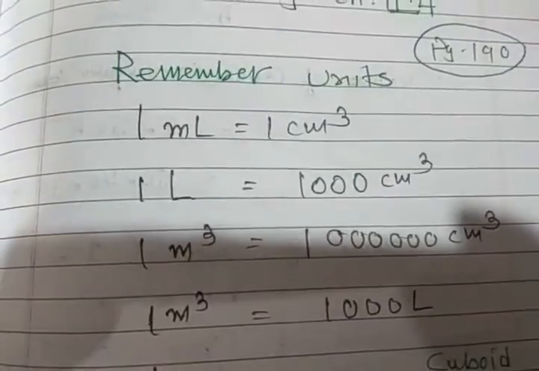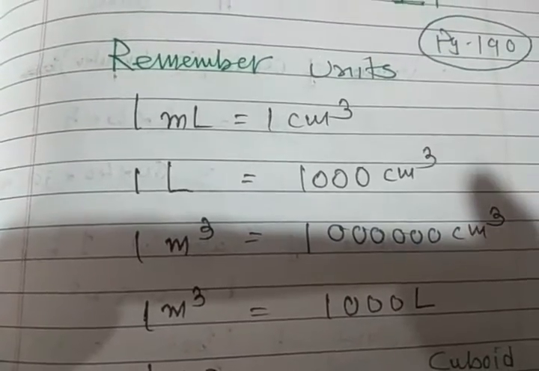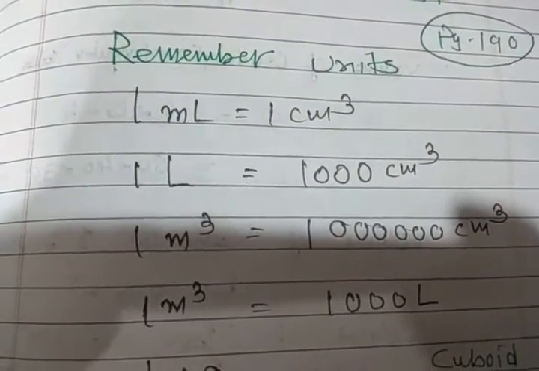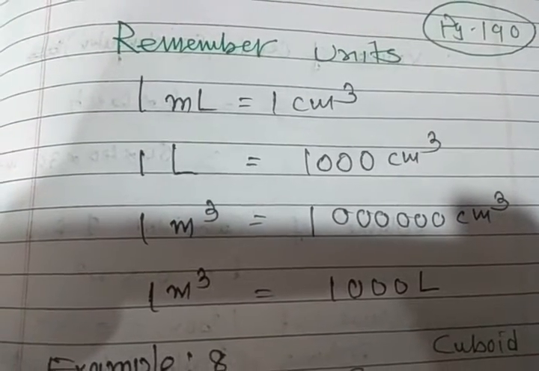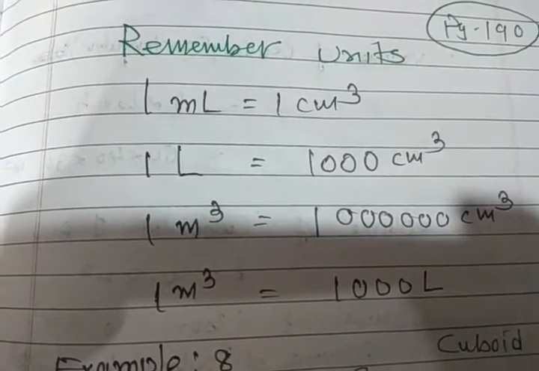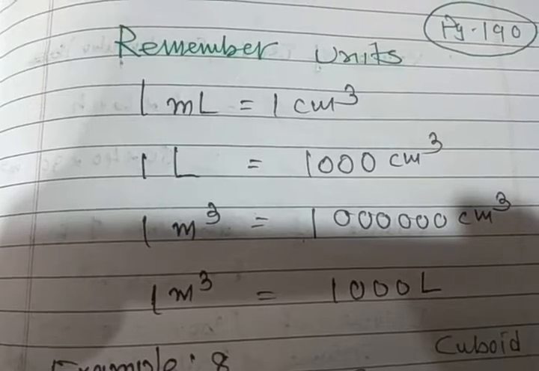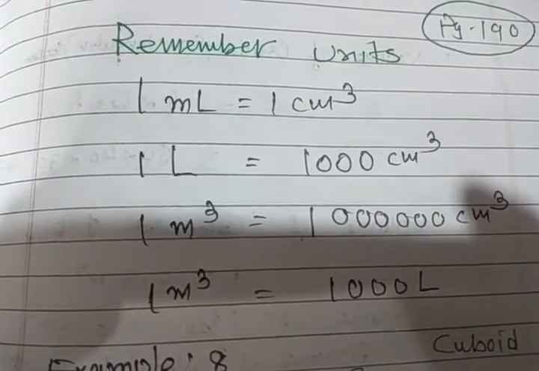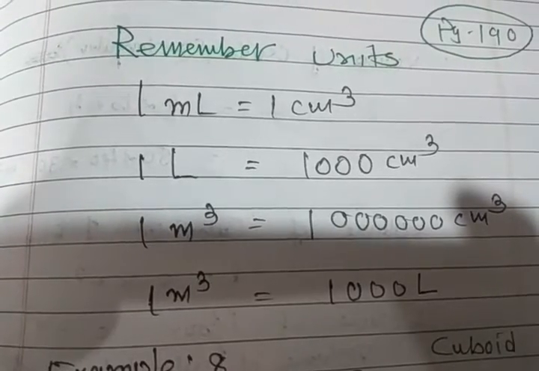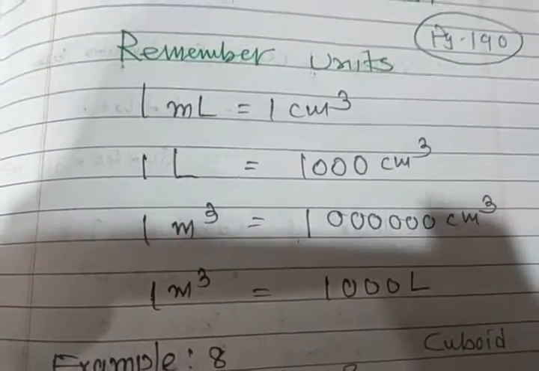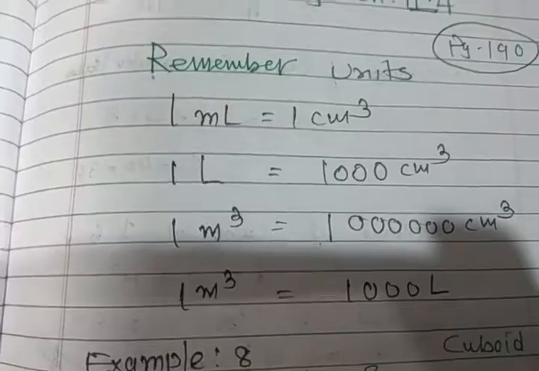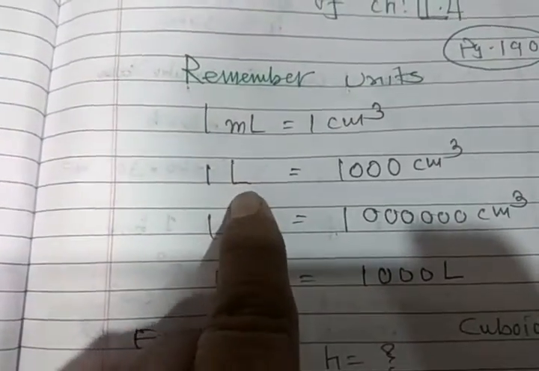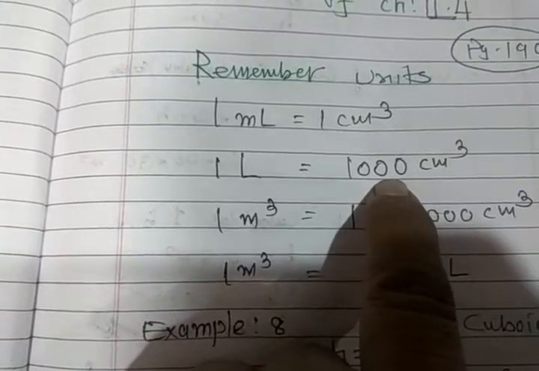First of all, we have to remember some units of volume. Dear students, 1 milliliter is equal to 1 centimeter cube. 1 liter is equal to how many centimeter cube? 1000. 1 meter cube is equal to how many centimeter cube? 1 followed by 6 zeros centimeter cube. How does it come? You see, 1 liter is equal to 1000 centimeter cube.